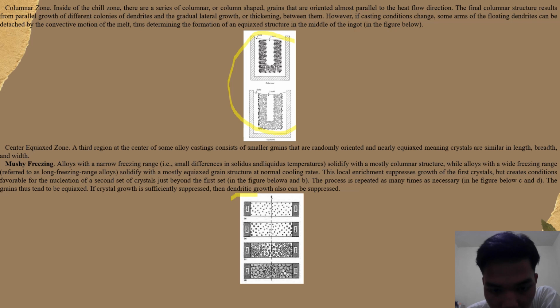A and B. The process is repeated as many times as necessary, in the figure below C and D. The grains tend to be equiaxed if crystal growth is sufficiently suppressed. Dendritic growth also can be suppressed.